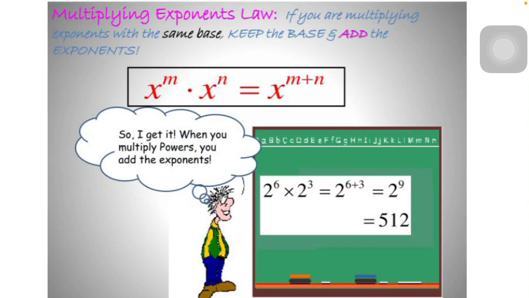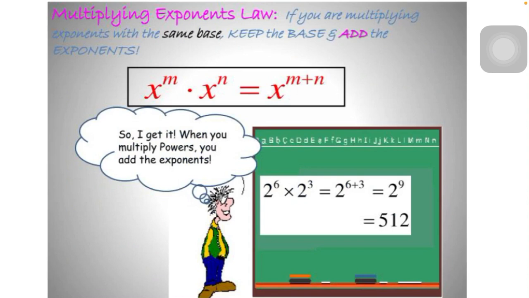The first one is the multiplying exponent law. So what is it? If you are multiplying exponents with the same base, keep the base and add the exponents, then it is called the multiplying exponent law. What does it mean? When a number is multiplying with different powers, the powers will be added. See, x raised to power m multiply x raised to power n equals x power m plus n. Which means when we have the same bases but with different powers, the powers will be added.